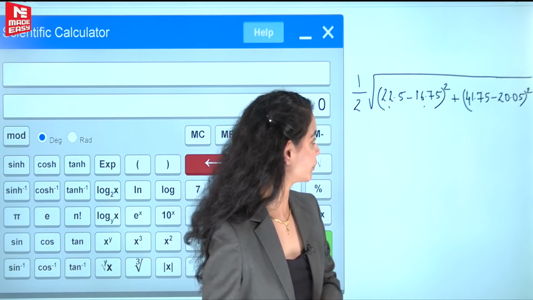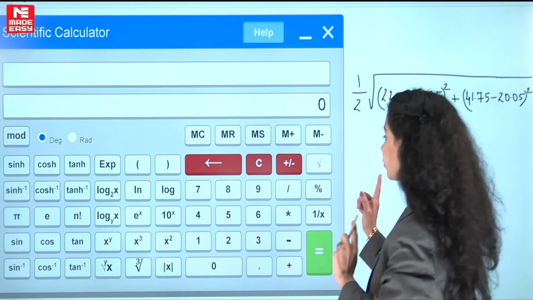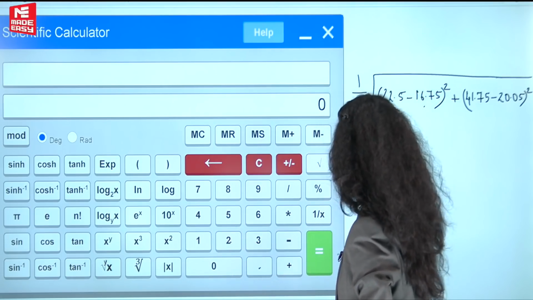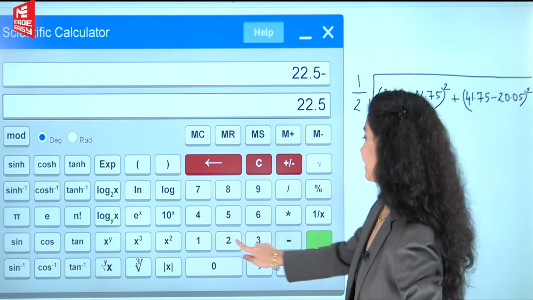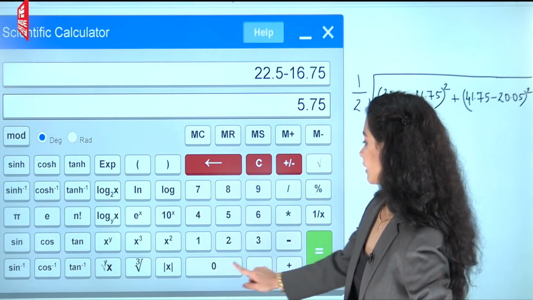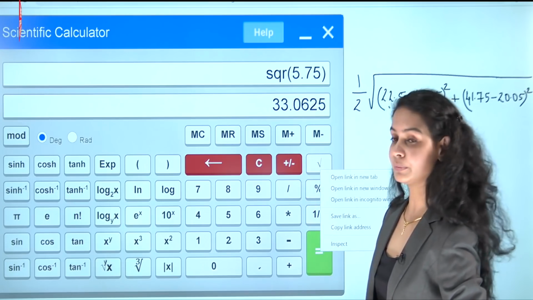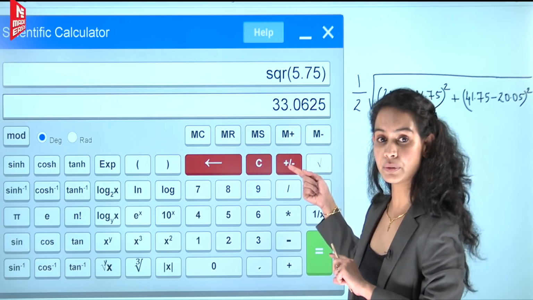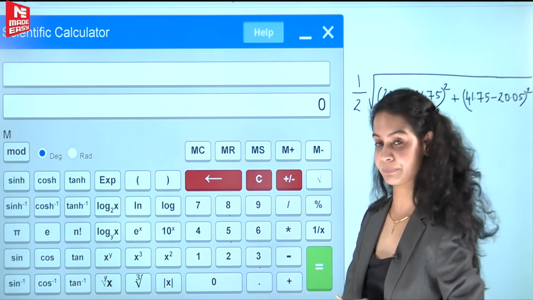So for the first one we will enter 22.5 minus 16.75 the whole square. So 22.5 minus 16.75 square. This is your x value. Press equal to, you will get the answer. After that, you will have to store it into computer's memory. So press M plus and then C.